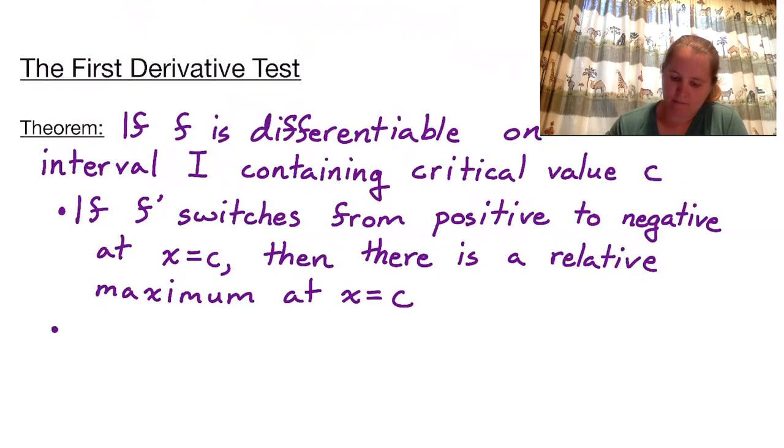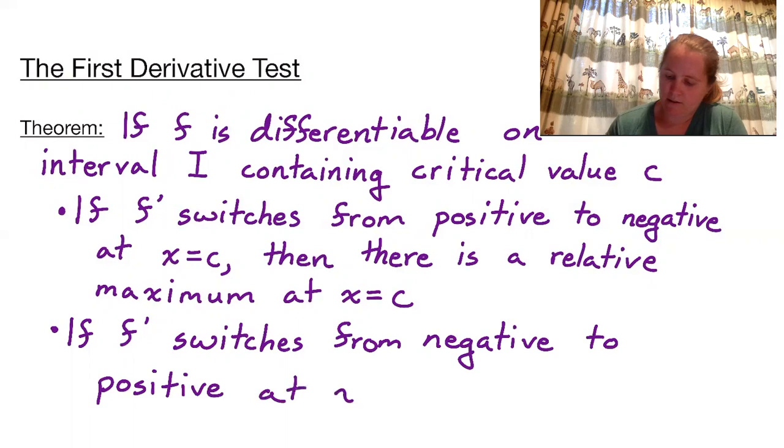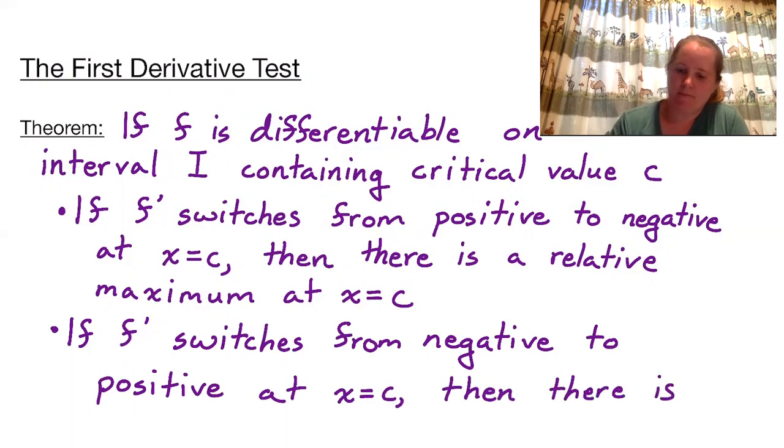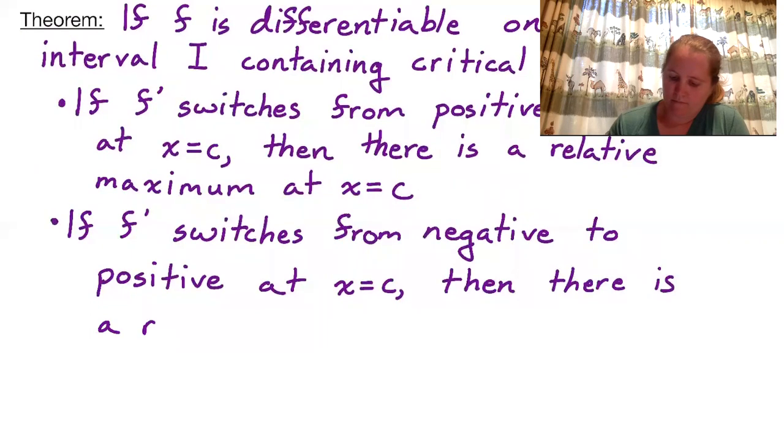Next up, if f prime switches from negative to positive at x equals c, then there is a relative minimum at x equals c.